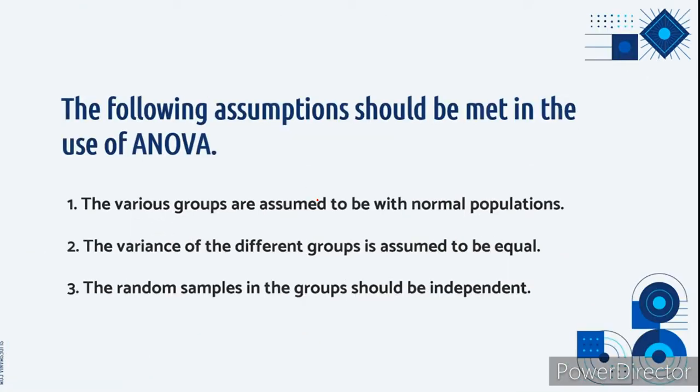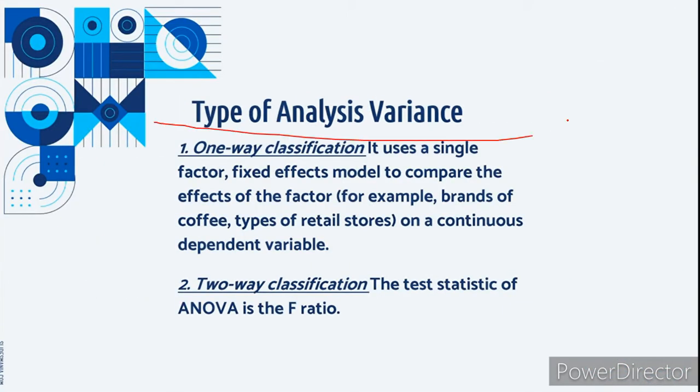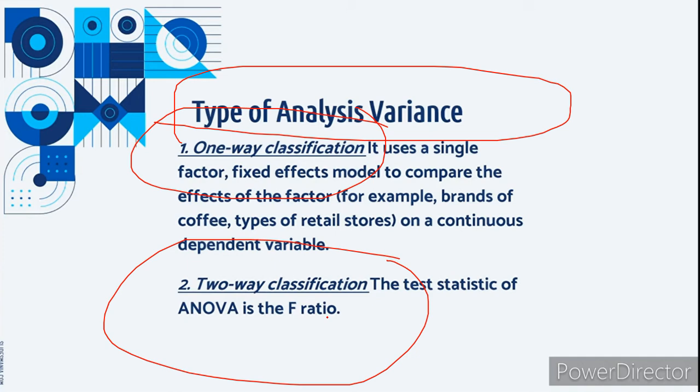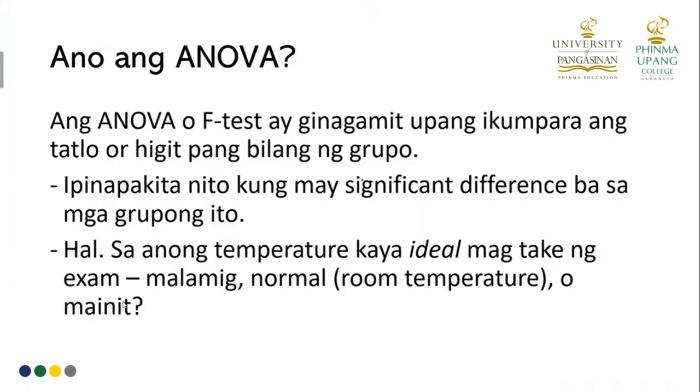The following assumptions should be met in the use of ANOVA. Wag nyo nang basahin yung mga yan. So, we have two types of analysis of variance, one-way and two-way classification. Okay, yung isusolve natin dito is yung one-way classification. And then yung two-way classification, yun yung tinatawag daw na F ratio. So, along the way, magsusolve tayo ng ganyan. Ang ANOVA or F-test ay ginagamit upang ikumpara ang tatlo or higit pang bilang ng grupo.